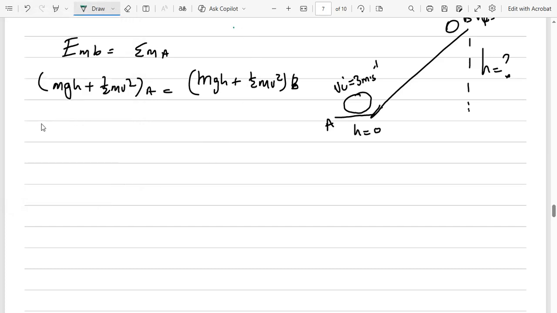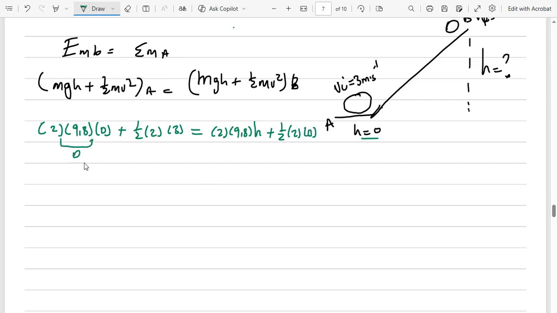At A, the mass of the ball is just 2, and then 9.8, and what is the height at A? It's 0. Then we add 1/2, the mass is 2, the velocity at A is 3. This will be equated to 2 into 9.8, the height at B, which is what we are looking for, plus 1/2, the mass is 2, the velocity at B is 0. So this is just 0, and then the 2 cancels, we are left with 3.